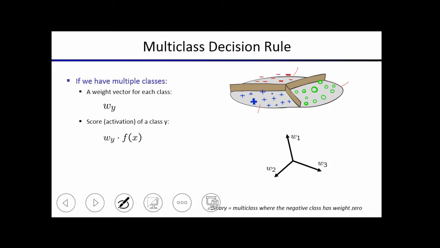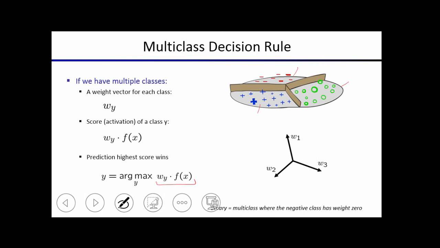But what you do instead of the binary case is you just compare the activation for each of the 3 vectors, and you pick the weight vector corresponding to the highest activation, and you choose that label as your classification. So you compute the dot product between all the weight vectors for each of your classes, and the highest score wins.